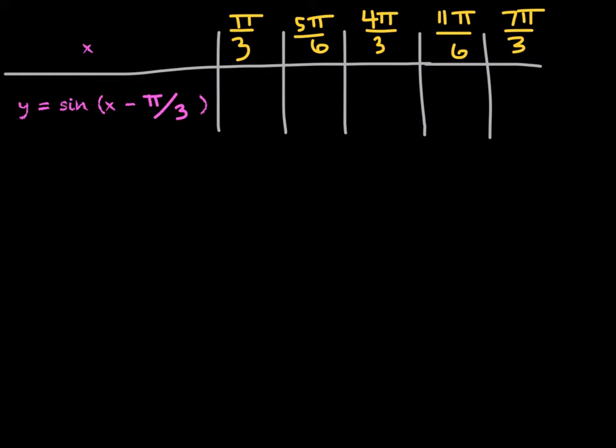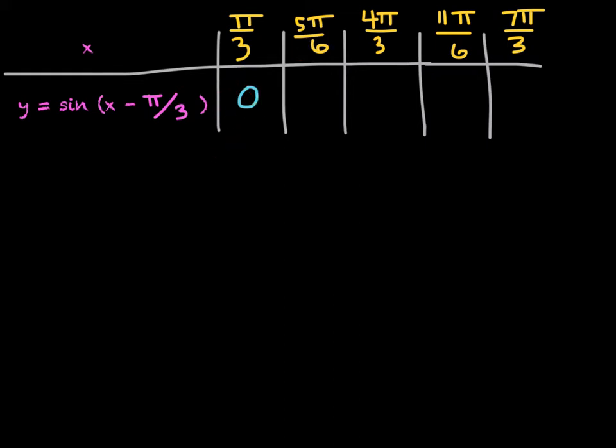All right, I have my table all set up here. I have my 5 input values. I'm plugging each one of them in for x. All right, let's do it. When I plug in pi over 3, pi over 3 minus pi over 3 is 0, and sine of 0 is just 0. So we're starting our curve at this x-intercept. This is an x-intercept because your function value is 0.